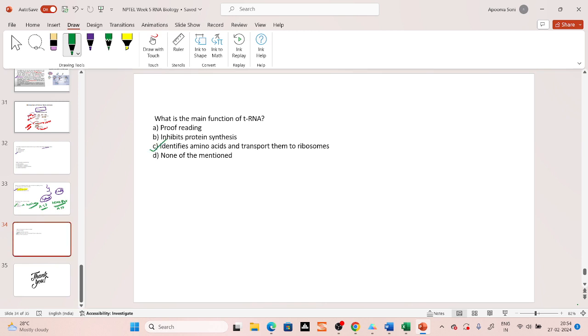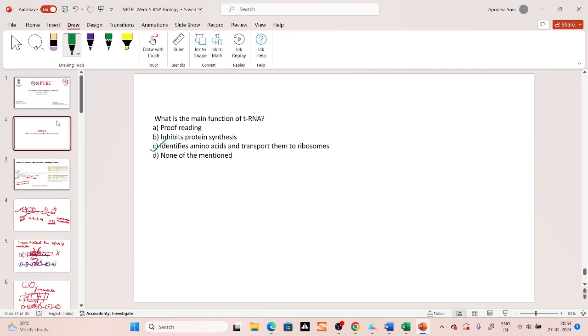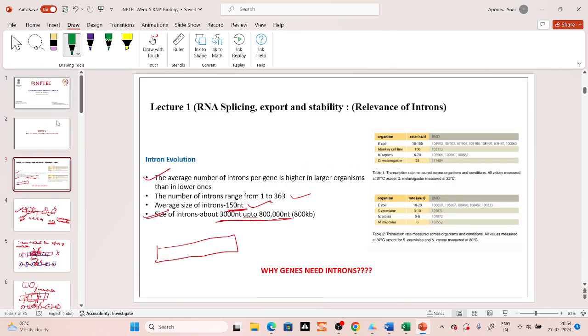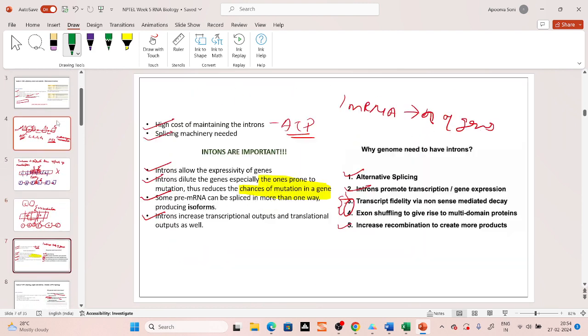So with this, we have completed this. So I'll just quickly revise it. In just 2 minutes, I will revise it. So first we have studied the relevance of introns, why introns are required. So it is required for alternative splicing.